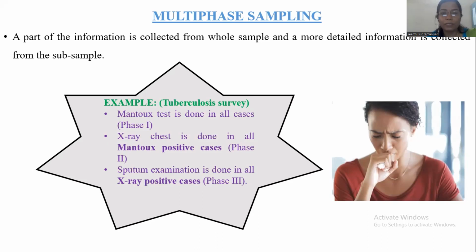So we have completed this fifth type of random sampling. Previously we covered simple random, systematic random, stratified, and cluster, and this is the fifth one, which is the multi-phase.